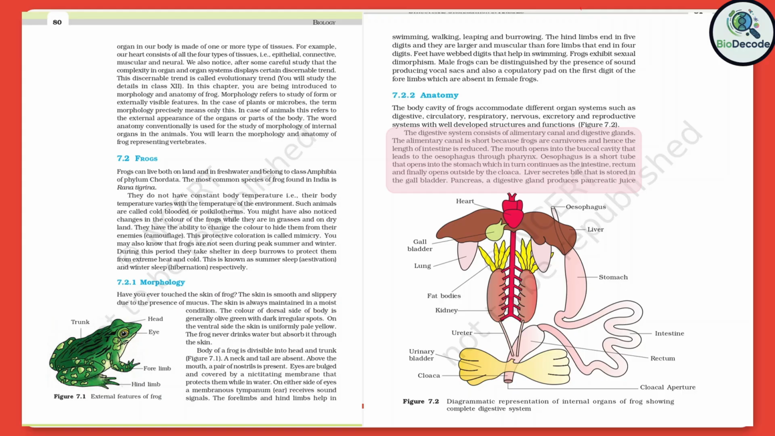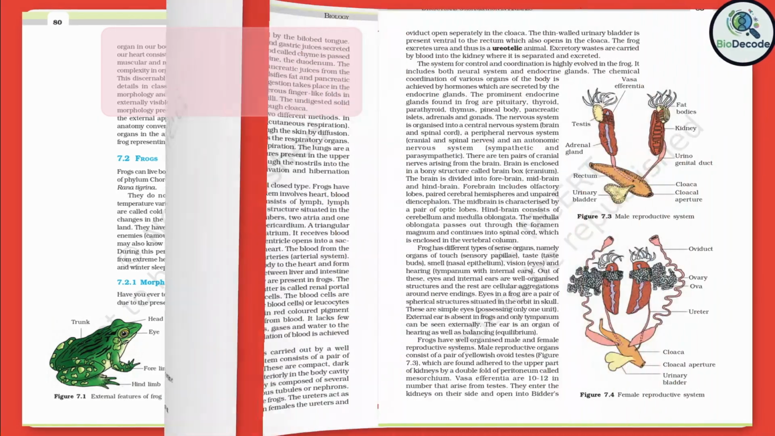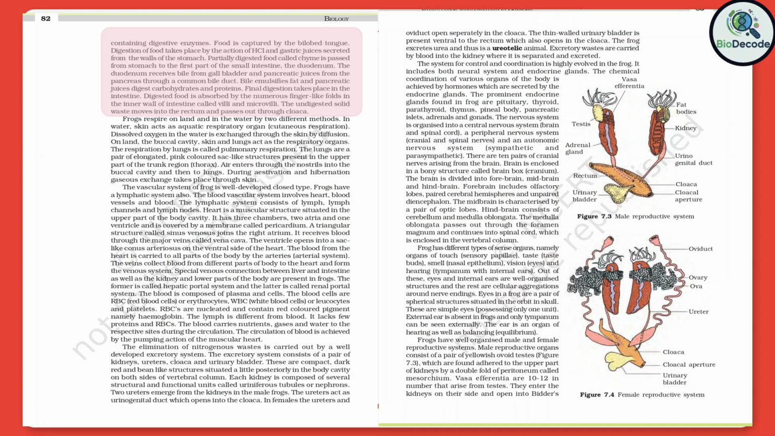Liver secretes bile that is stored in the gallbladder. Pancreas, a digestive gland, produces pancreatic juice containing digestive enzymes. Food is captured by the bilobed tongue. Digestion of food takes place by the action of HCl and gastric juices secreted from the walls of the stomach. Partially digested food called chyme is passed from the stomach to the first part of the small intestine, the duodenum.